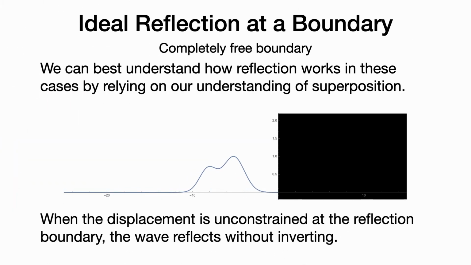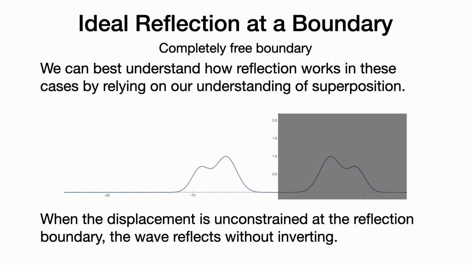Now consider a wave which is set so that its boundary is completely free to move. In this case, the displacement is unconstrained at the reflection boundary and the wave reflects without inverting. In this case, we can consider this as superposition of two waves, both of which are upright and are completely symmetric about the boundary, allowing us to have a perfectly flat slope at the boundary.